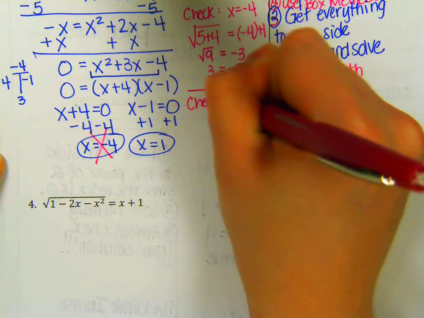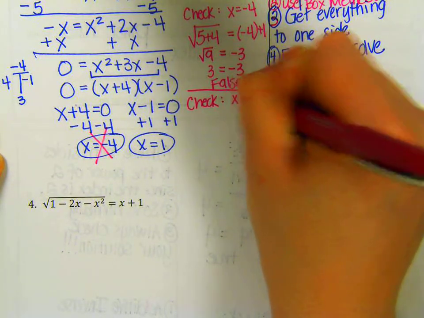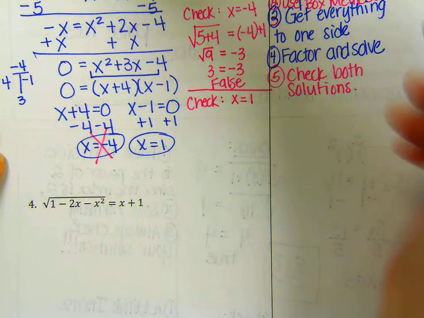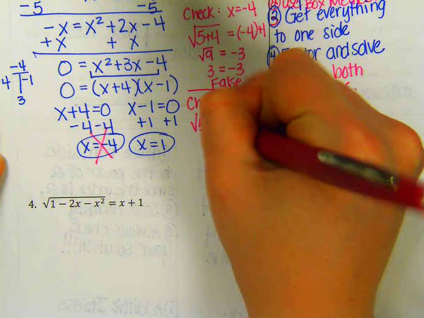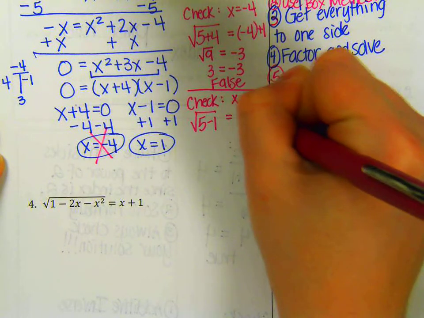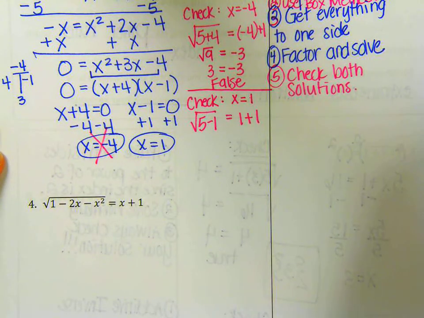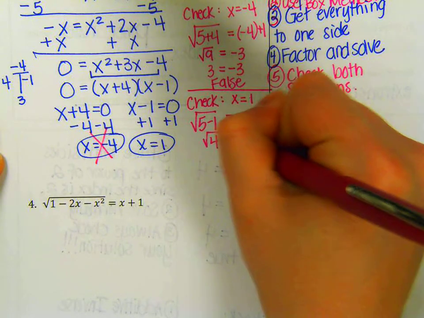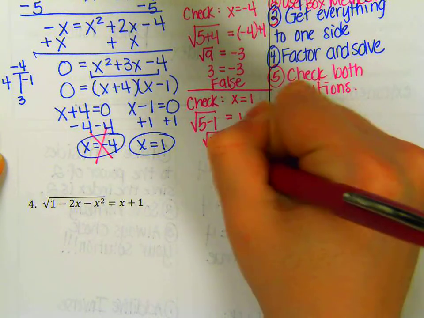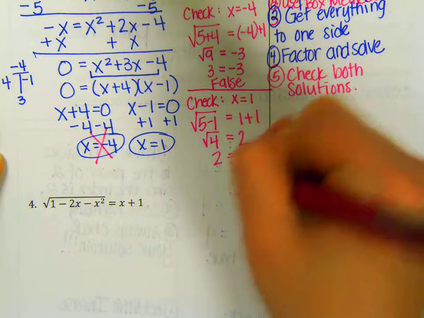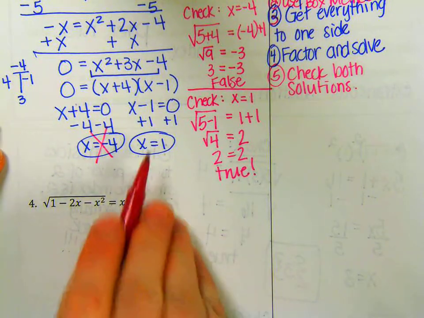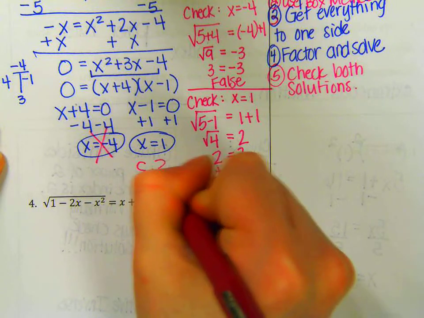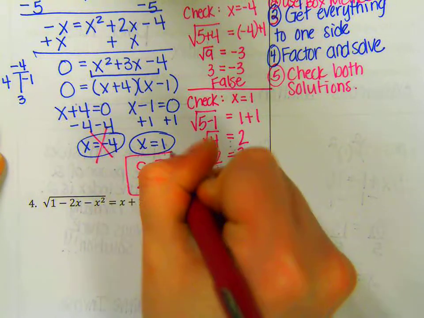Check. We're going to check x equals 1. So I have the square root of 5 minus 1 equals 1 plus 1. Square root of 4 equals 1 plus 1 is 2. And you're right, 2 equals 2, so this is true, which means x equals 1 is my only solution, so I'm going to put it in my curly brackets, and that's my answer.